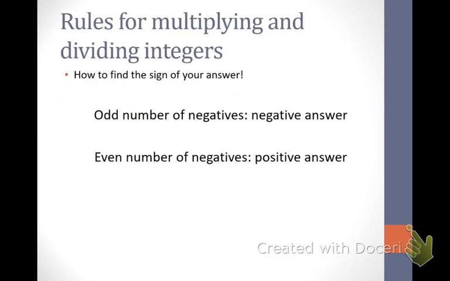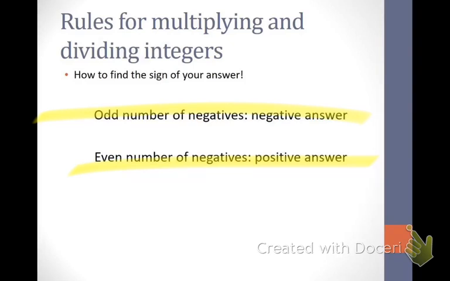All right, here's my rules. Rules for multiplying and dividing integers. This is completely different from my rules for adding and subtracting. Odd number of negatives produce a negative answer. An even number of negatives produce a positive answer. So I'm going to multiply and divide like normal, and then I'm going to go back and actually count how many negative signs are in my expression. That helps me determine my answer.